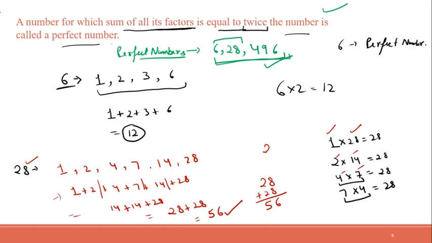These are the examples, and this is the definition. If any question asks what perfect numbers are, you must know. That means if the sum of all the factors of a number is equal to twice that number, then the number will be called a perfect number. This you should know. And these are the examples: 6, 28, and 496. I hope I made it clear to you what perfect numbers are.